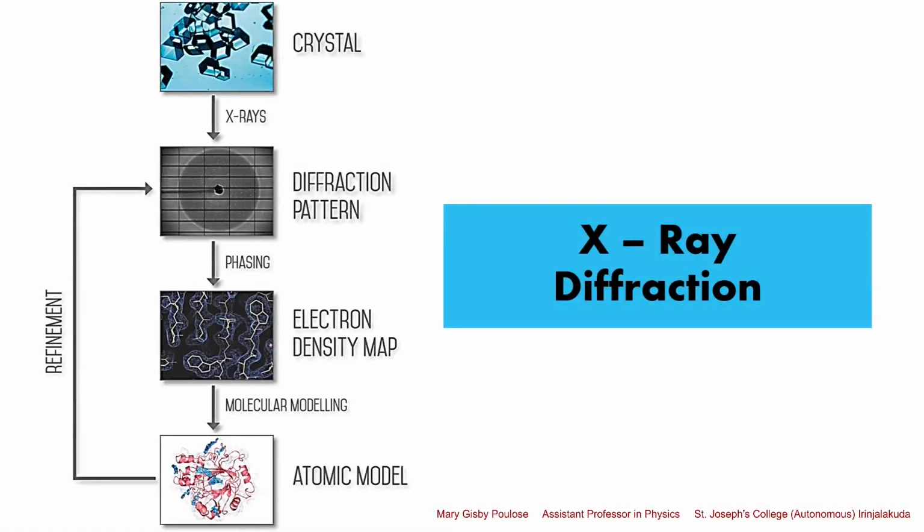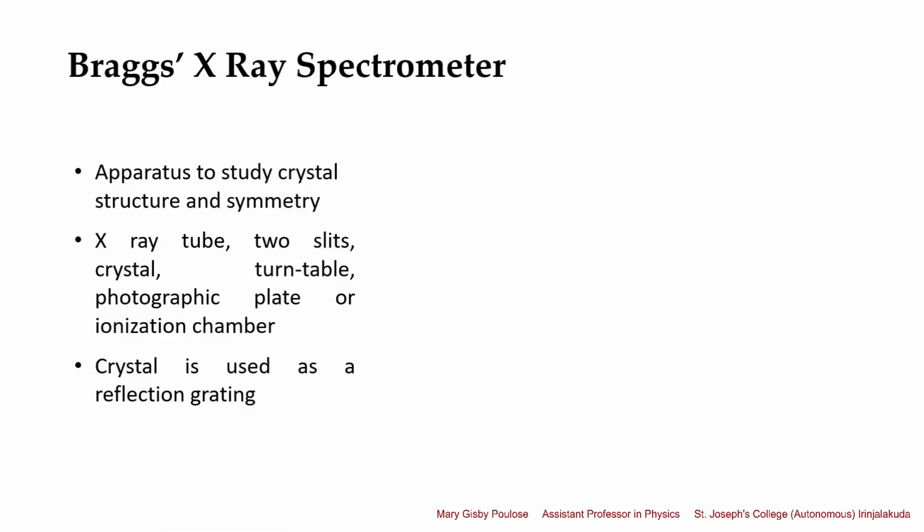Good day, students. Today, our topic of discussion is X-ray diffraction using a Bragg's X-ray spectrometer. Now, in this instrument that was designed by the Bragg scientists, we had a lot of components and they are listed here. So let's go through them. Now, this apparatus is used to study the crystal structure and the symmetry within that crystal.